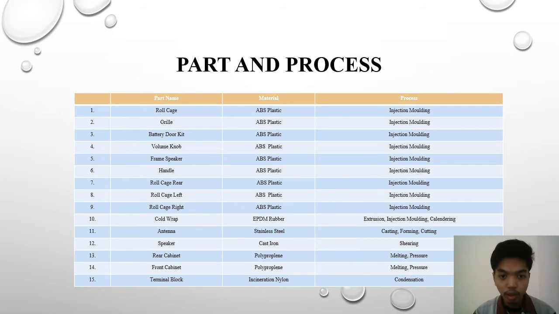Next is the cord wrap, which uses EPDM rubber and undergoes extrusion, injection molding, and calendering. Antenna uses stainless steel and undergoes casting, forming, and cutting process. Next is speaker, which uses cast iron and a shearing process.